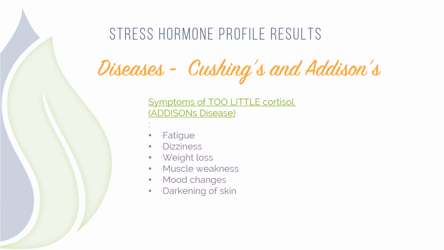Symptoms of too little cortisol, Addison's disease, include fatigue, dizziness, especially dizziness on standing, a lot of nausea, weight loss, muscle weakness, mood changes, and then darkening of the skin. They may get an actual bronze type color that's even different than you get with an intense suntan.